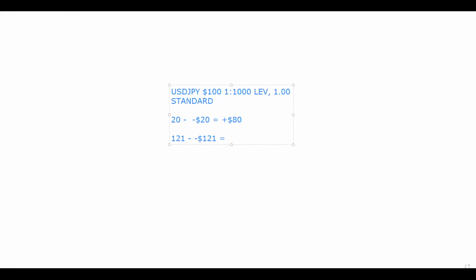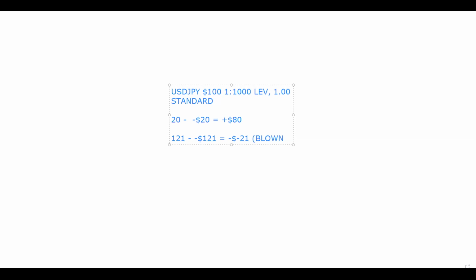Now, your remaining equity is negative. How much is the remaining? You have $100. Your equity is negative 21. It simply means your account is below zero.